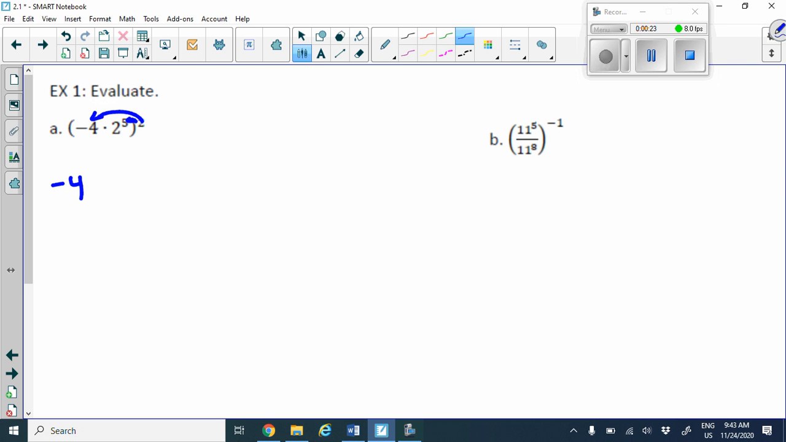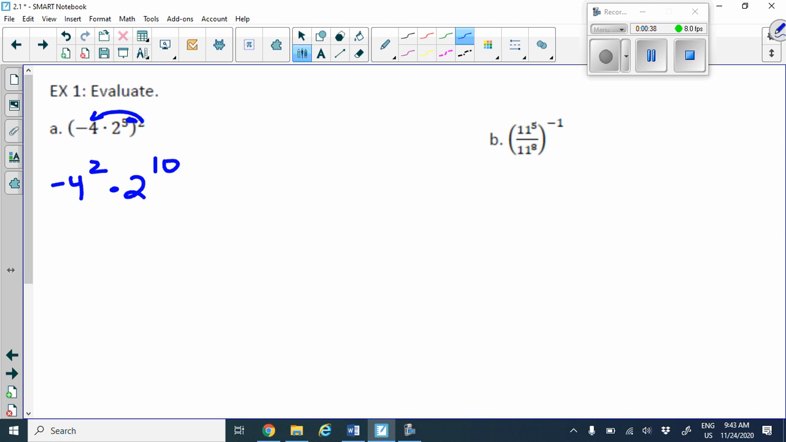So I have (-4)^2 times 2. Remember, when you have an exponent raised to another exponent, we're going to multiply. So we do 5 times 2 to give us 10. So now we're going to evaluate. We just plug these values into our calculator here.